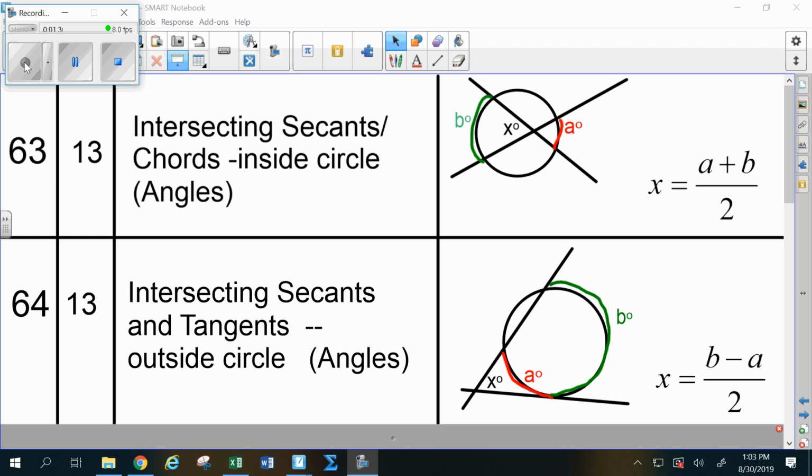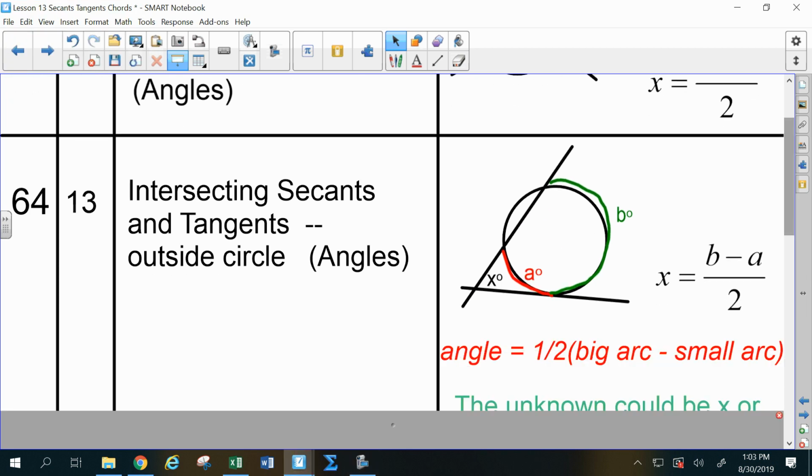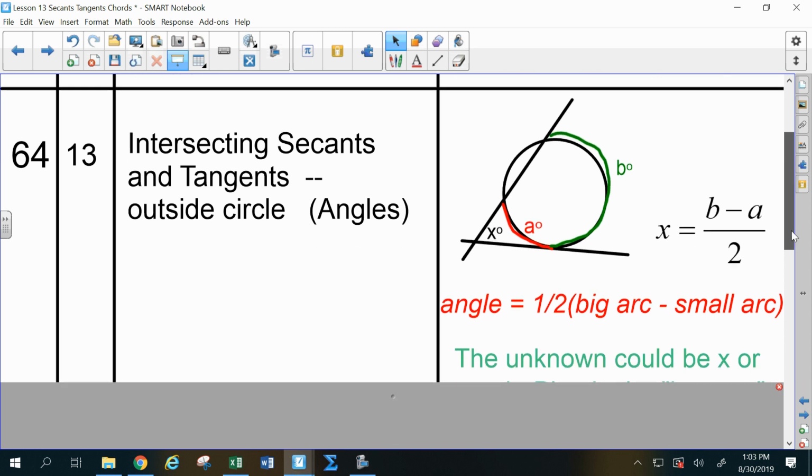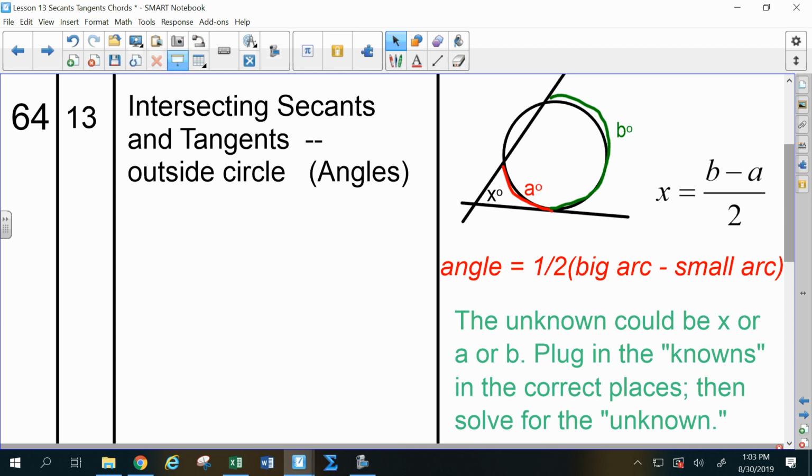Just for emphasis, I have written out what I just said, that here the angle is 1/2 of the big arc minus the small arc. And I've also typed out what I was saying, that the unknown could be x or a or b. So on the book problems, 2 of these will be numbers that they either give you or you can figure out, but the missing one could be anywhere.